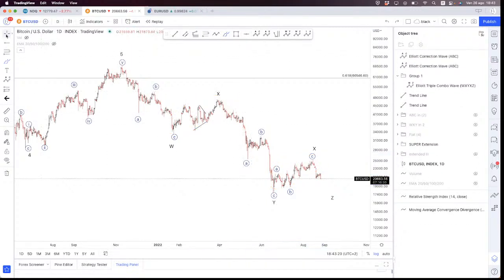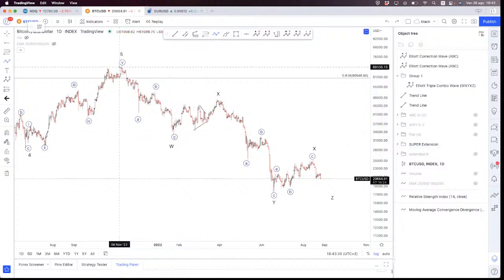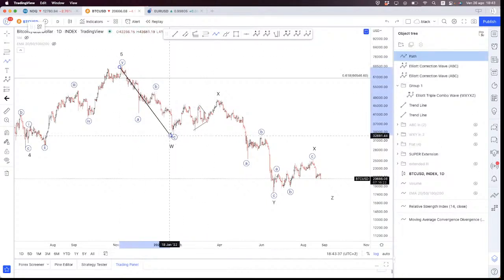The thing is, I just struggle to count this as 5. I can only see it as 3, and that's the reason why I'm not labeling this move down as 1, but as a corrective move instead. That's the only reason why.